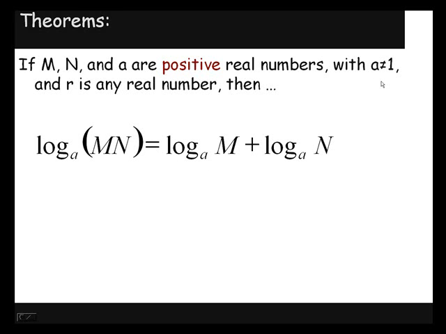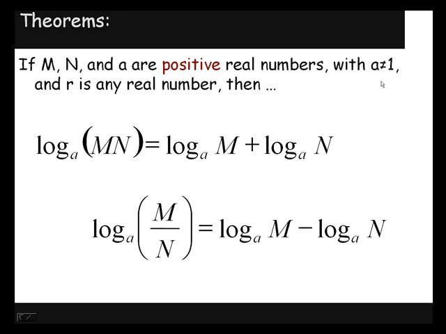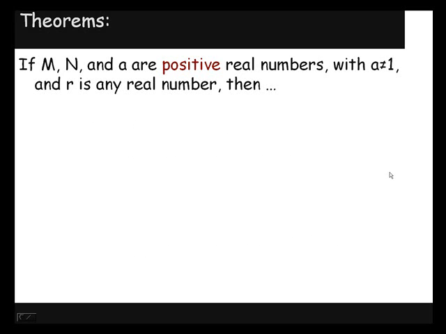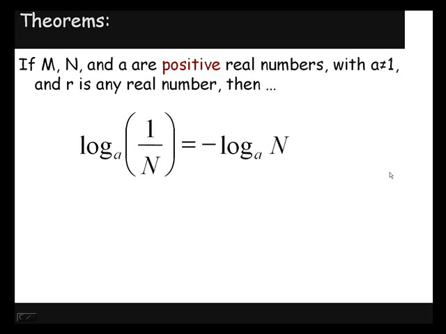Kind of different. Log base a of m over n is the same as the log base a of m minus the log base a of n. So a division turns to a subtraction. It's kind of the same symbol, they just mean different things, radically different things. A couple more. Log base a of 1 over n is the same as the opposite of log base a of n. So 1 over n is the same as just negative log base a of n.